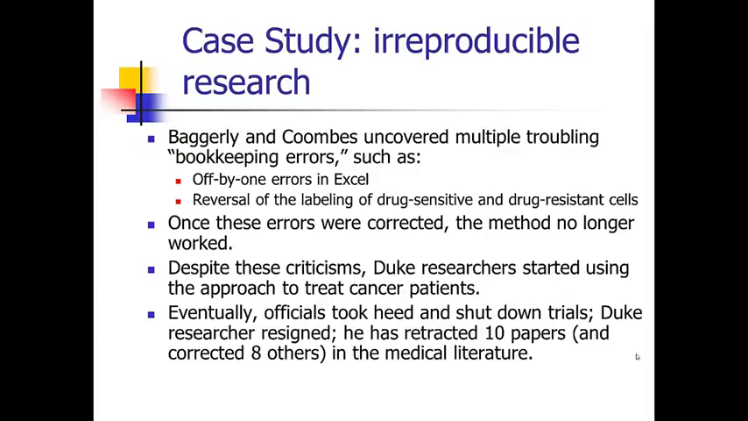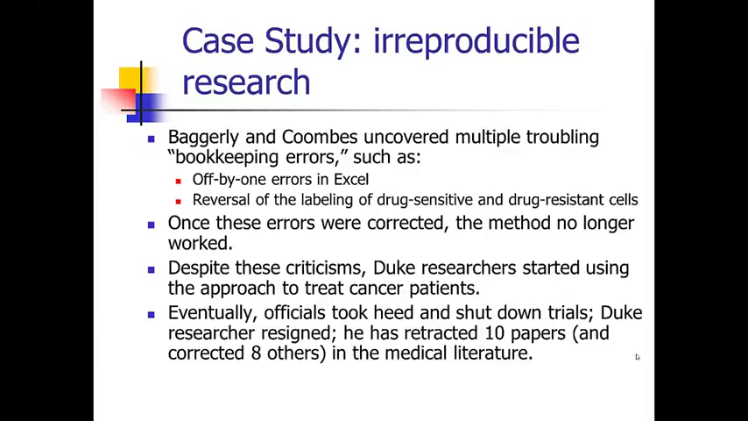What Baggerly and Coombs uncovered when they really did some sleuthing in the data and in the analysis is they found all sorts of bookkeeping errors. So again, these were publicly available data, so they were able to take the same data that the Duke researchers used and try to recreate their analyses. They found that there were some really simple but very problematic problems in the data.